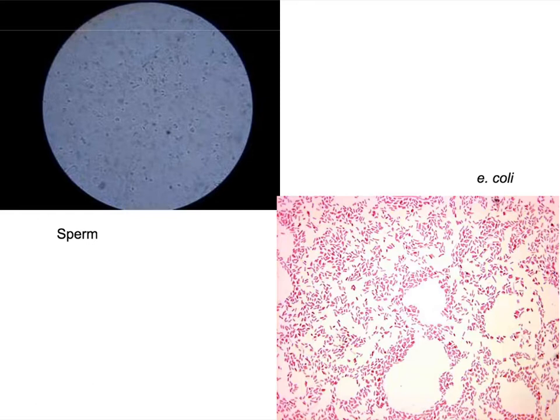So here's a couple other examples of cells under the scope, and we can see that sometimes cells are so tiny that a light microscope just isn't powerful enough to give us a clear picture. So we have sperm cells over here and a bacteria over here. So these are E. coli bacteria.